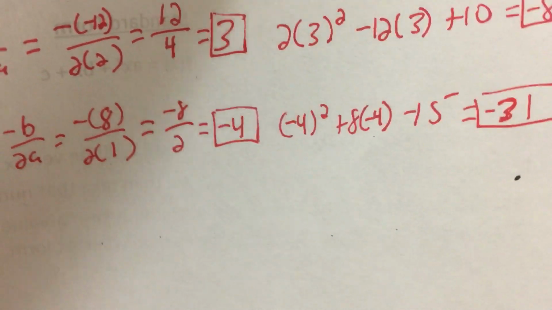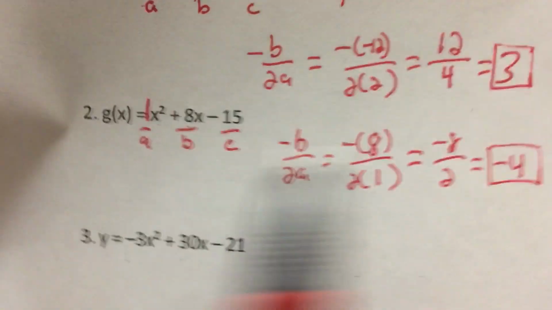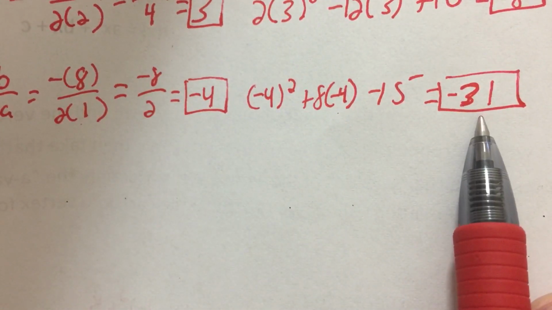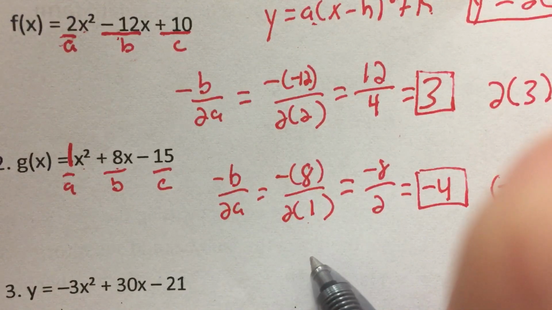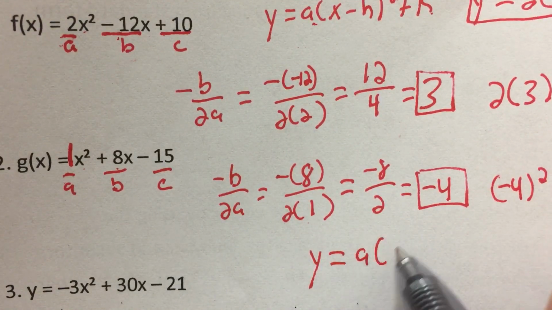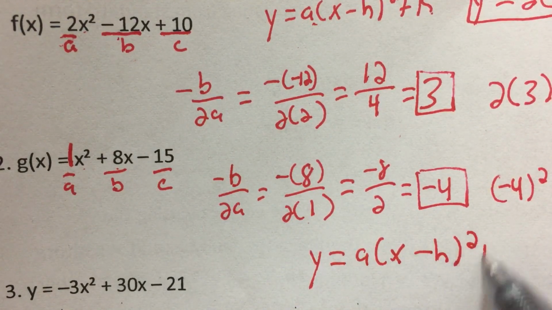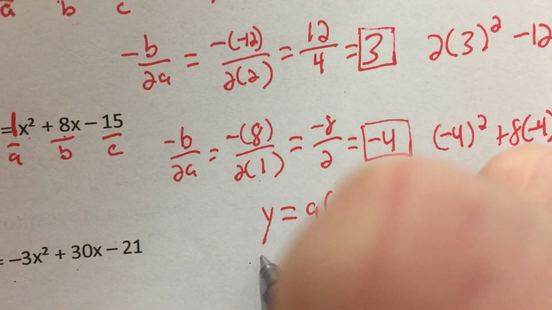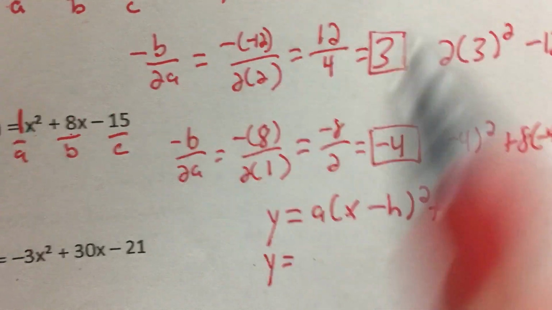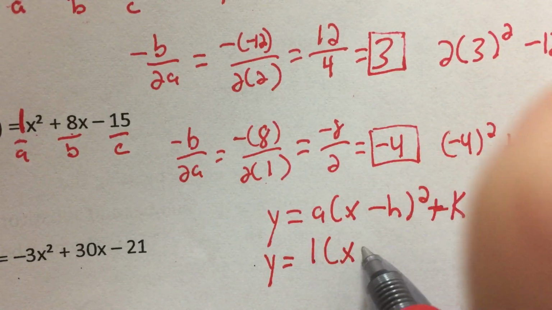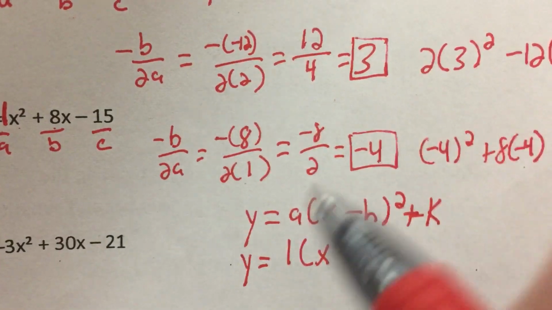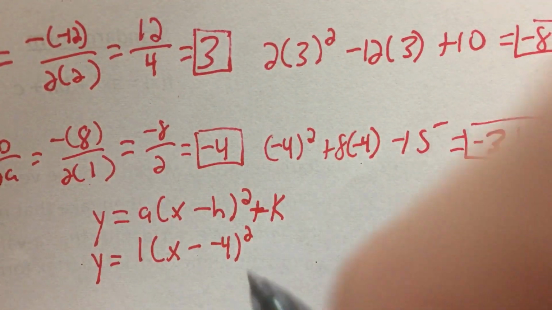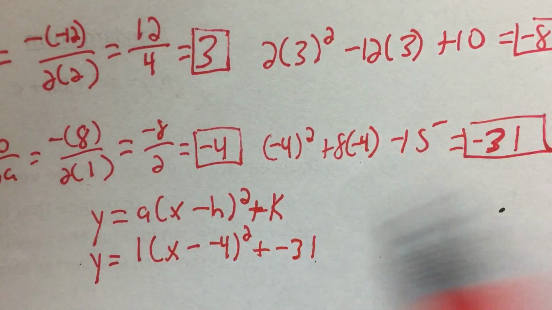Like so. So I have my a, which is 1. I have my h, which is negative 4. And I have my k, which is negative 31. So here I've got y equals a parentheses x minus h squared plus k, which is the generic version of vertex form. And now I'm going to plug in my numbers. Y equals a is 1. X minus h is negative 4. K is a negative 31, plus negative 31.